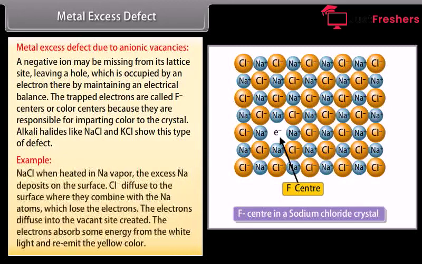Example: when NaCl is heated in Na vapor, the excess Na deposits on the surface. Cl⁻ ions diffuse to the surface, where they combine with Na atoms which lose electrons. The electrons diffuse into the vacant sites created. The electrons absorb some energy from the white light and re-emit the yellow color.